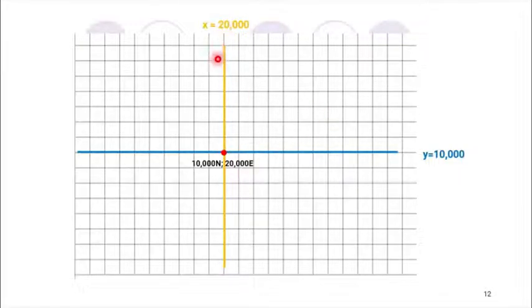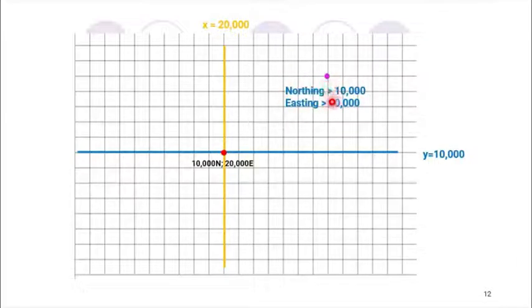Same thing for the eastings. All points on the right side of the orange line are expected to have an x coordinate or eastings of greater than 20,000. On the left, it is expected that points on the left of this orange line have eastings of lesser than 20,000.